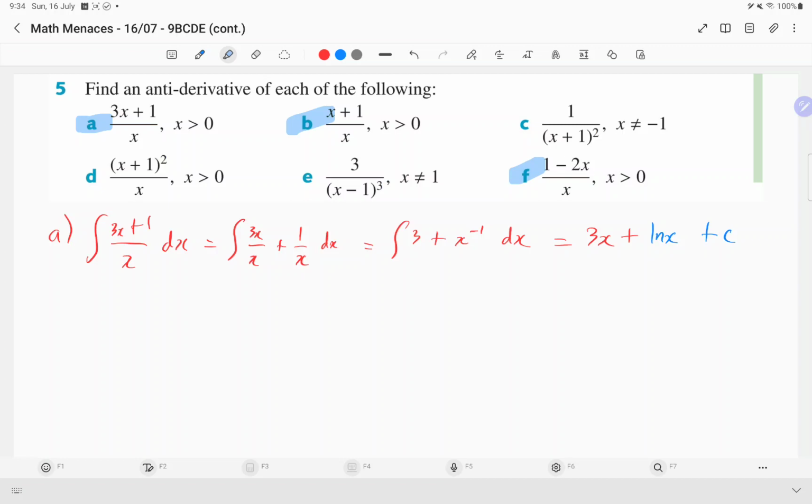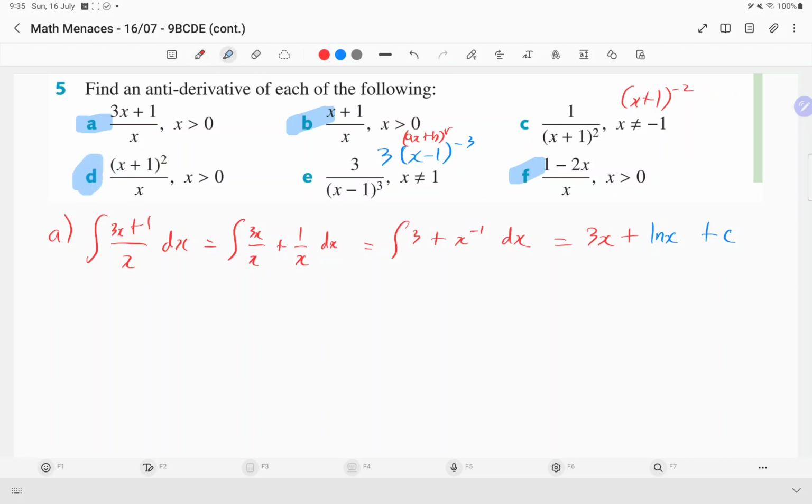No. E turns into 3 brackets x minus 1 to the power negative 3. This is exactly in the form ax plus b to the power r, where r is not negative 1. So you can add 1 to the power, divide by the new power, divide by the coefficient of x. Well, C is the same. C is x plus 1 to the power negative 2. So the answer is D.